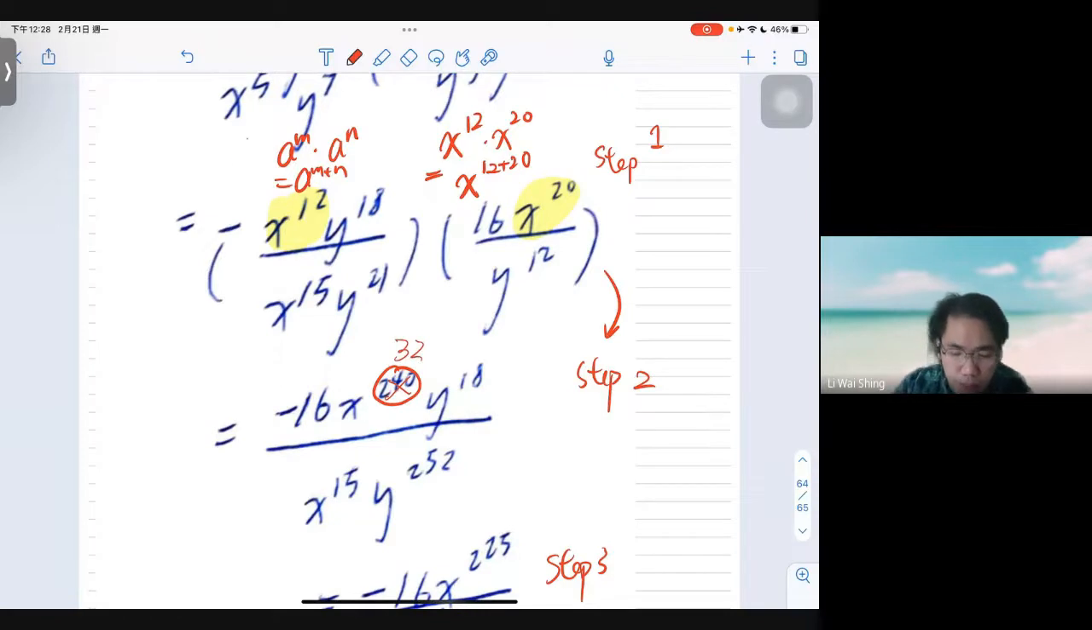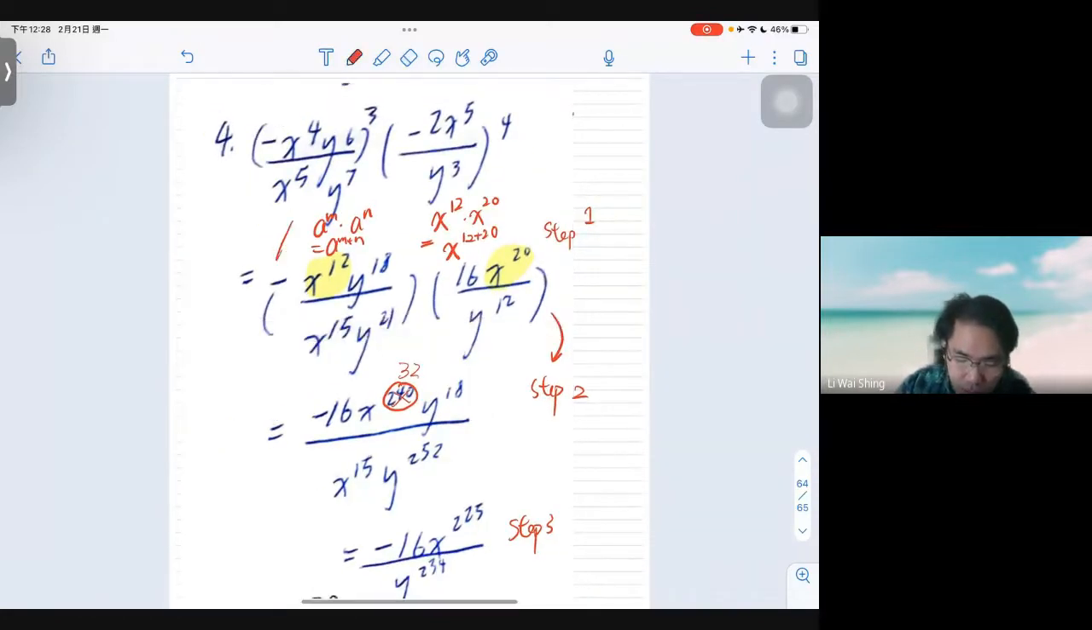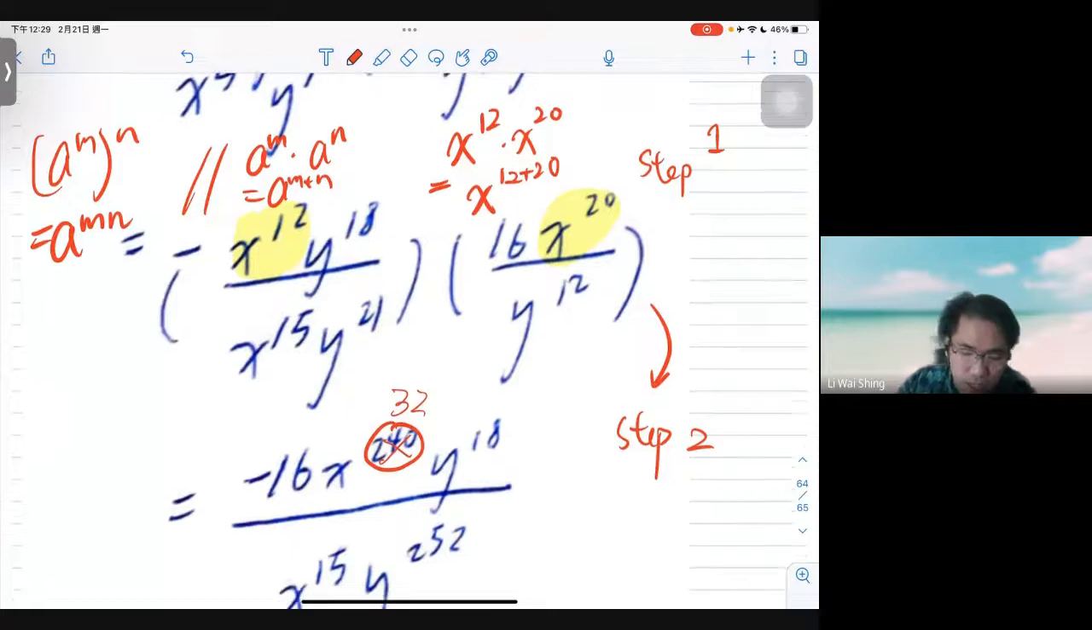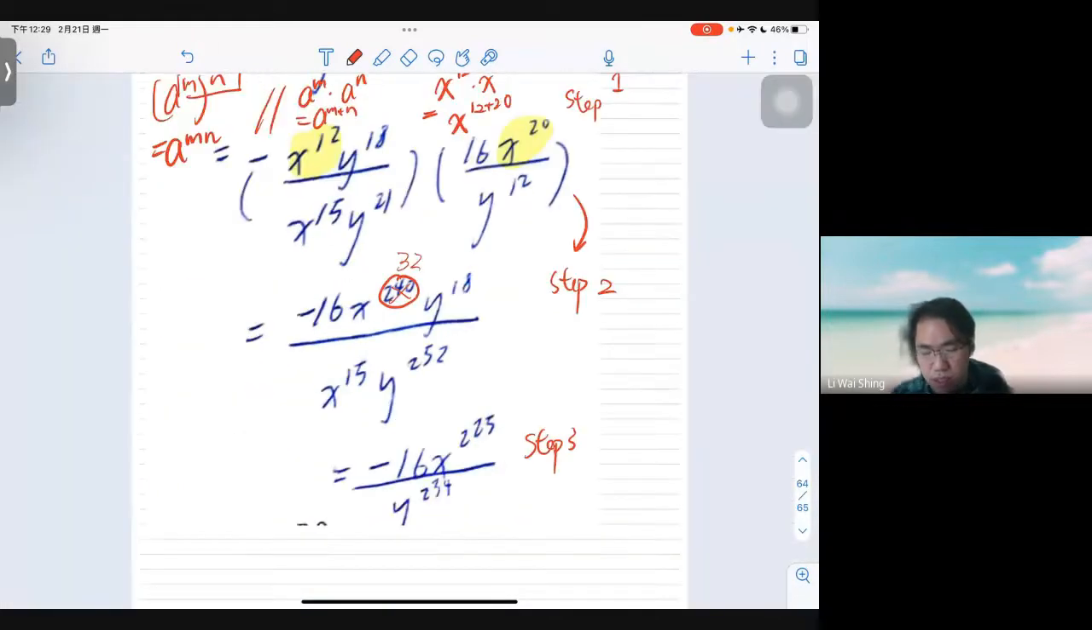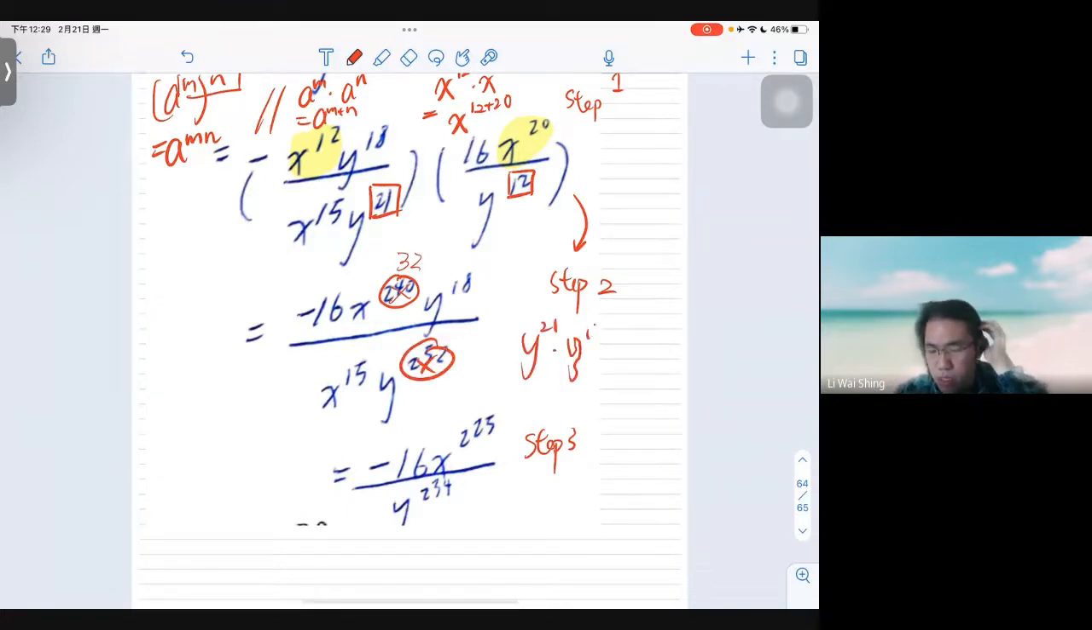When will you multiply? When you see (a^m)^n. Okay, (a^m)^n is always equal to a^(mn). When you have a power and outside there are some powers, you multiply the powers. However, this student messed up the index law, so you multiply the index, which is not correct. y^21 times y^12 should be y to the power of 21 plus 12, so it should be y to the power of 33.